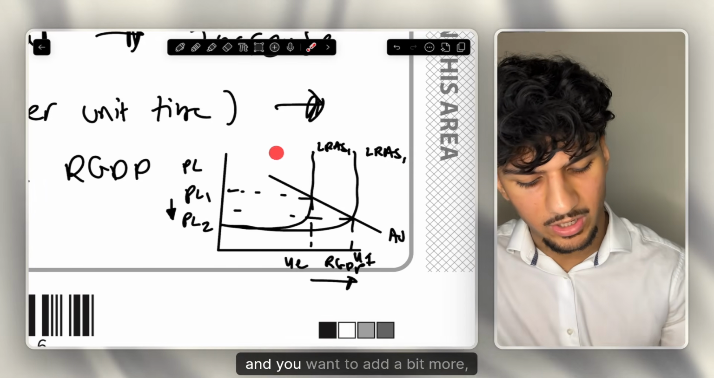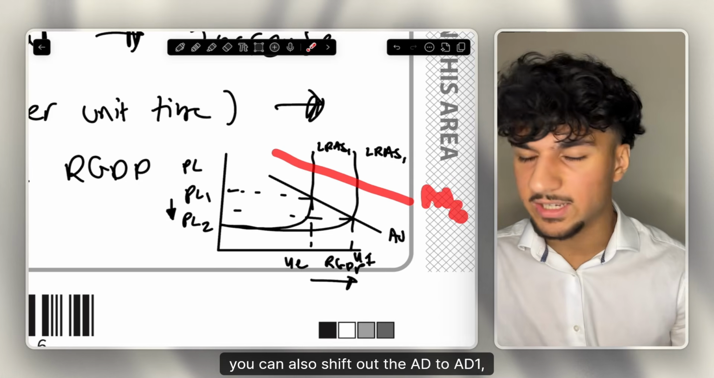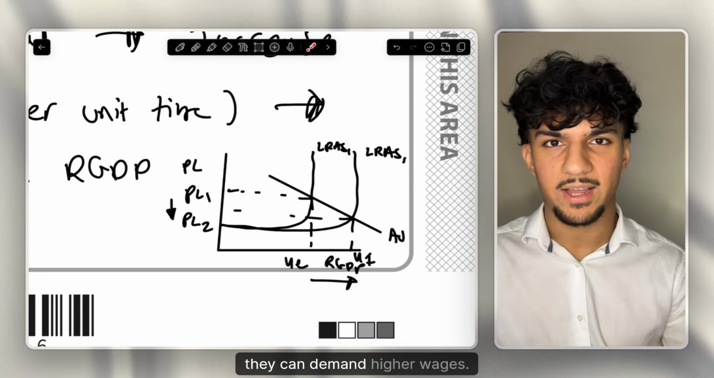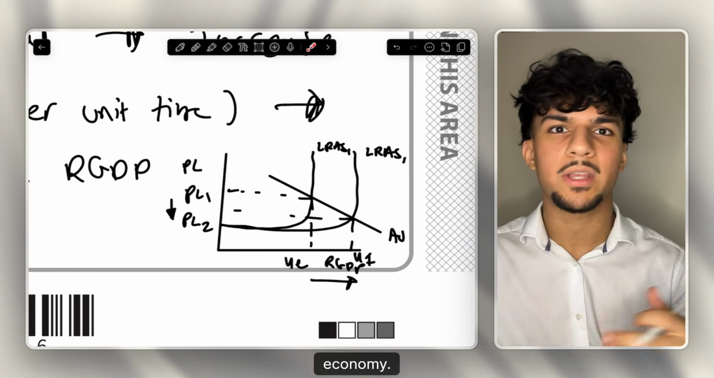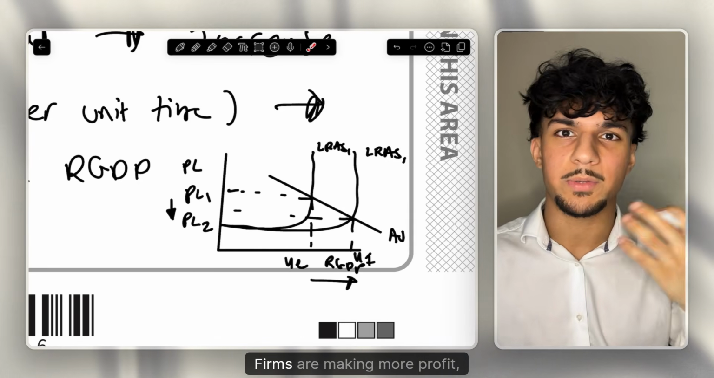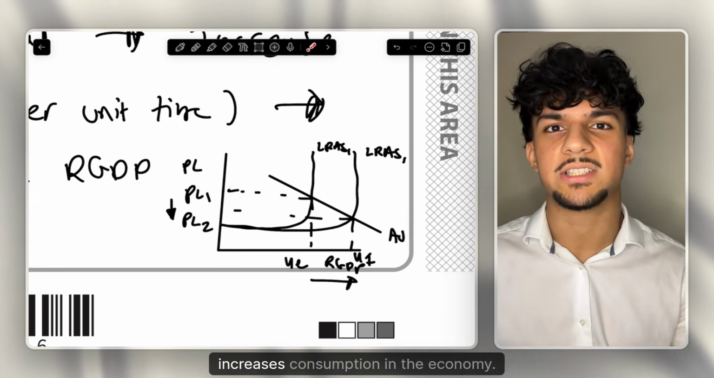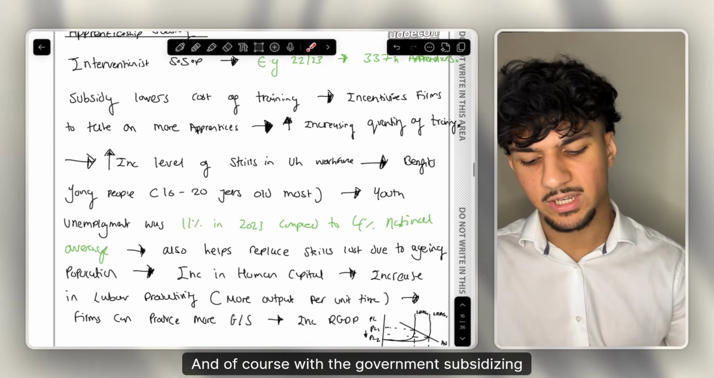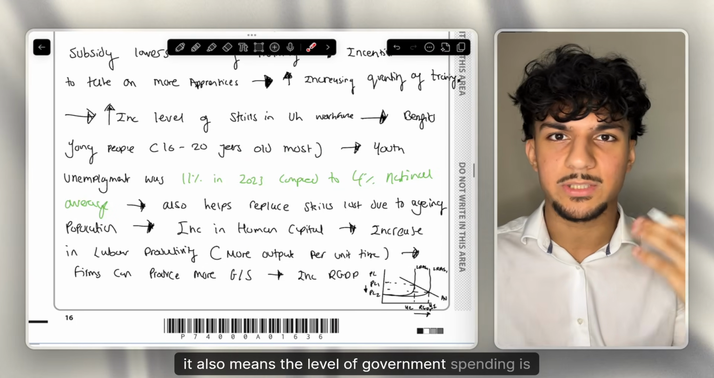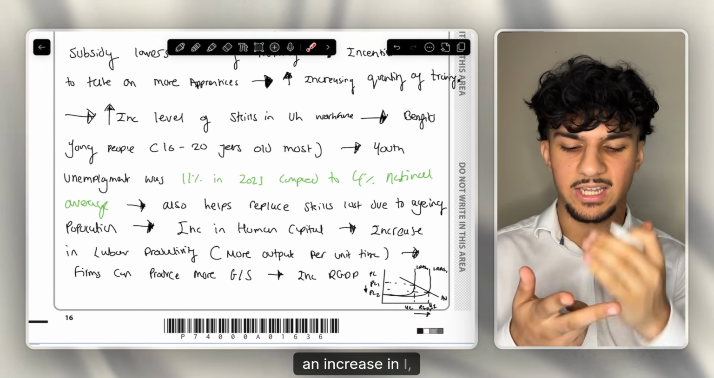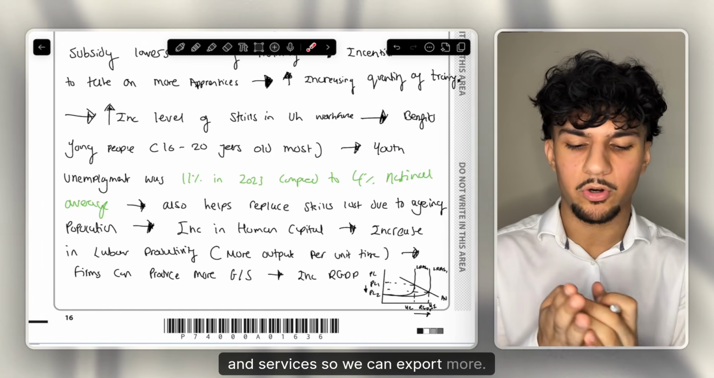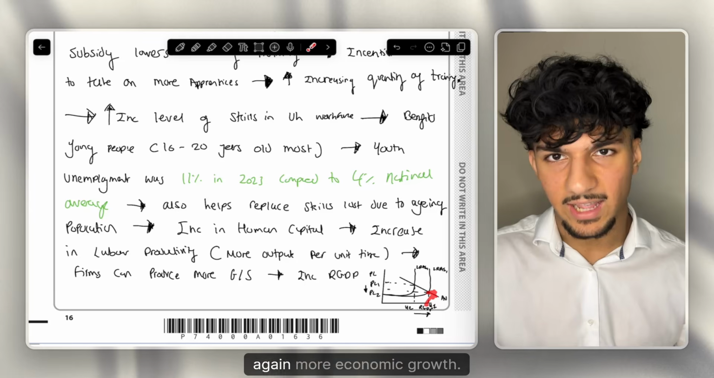And if you really want to add a bit more, you can also shift out the AD to AD1, AD2, and you can mention how if workers are more productive, they have more bargaining power, they can demand higher wages. This increases the level of consumption in the economy. If workers are more productive, it means more output per unit time, more goods and services being produced. Firms are making more profit, they're more likely to invest more, which increases consumption in the economy. And of course, with the government subsidising this interventionist scheme, this apprenticeship subsidy, the level of government spending is also increasing. So again, an increase in C, an increase in I, an increase in G. You can also say an increase in exports. Of course, we're making more goods and services, so we can export more. So it does lead to an increase in AD, and again, more economic growth.